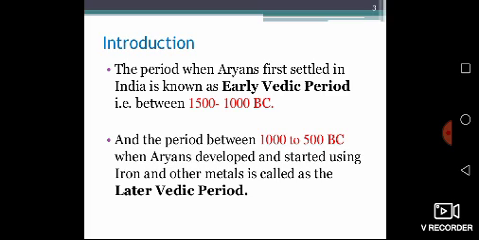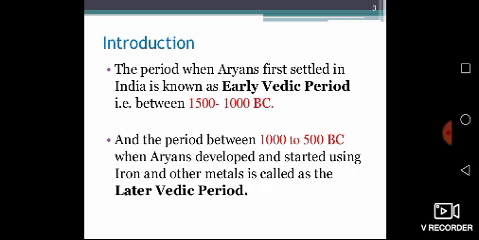There are two divisions for the Vedic period: early Vedic period and later Vedic period. The period when Aryans first settled in India is known as the early Vedic period. The time is between 1500 and 1000 BC. Then second, the later Vedic period is the period between 1000 to 500 BC.